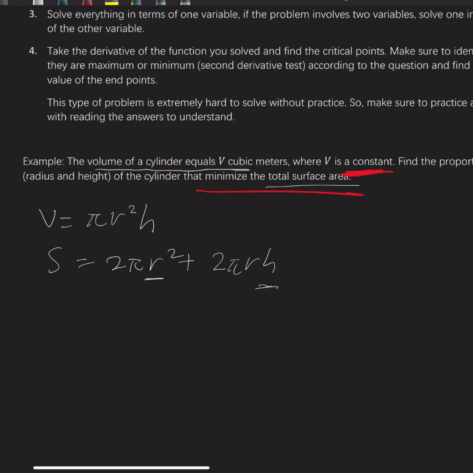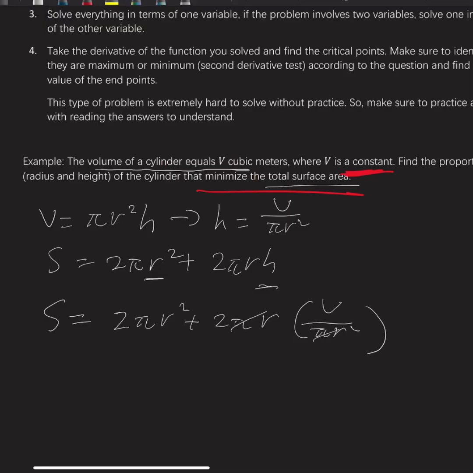We see h only appears once, so let's solve for h in terms of r. Using the first equation, h is equal to V over pi r squared. Substitute back into S. We get S equal to 2 pi r squared plus 2 pi r times V over pi r squared. Pi cancels out, one of the r cancels out. So S is equal to 2 pi r squared plus 2V over r.